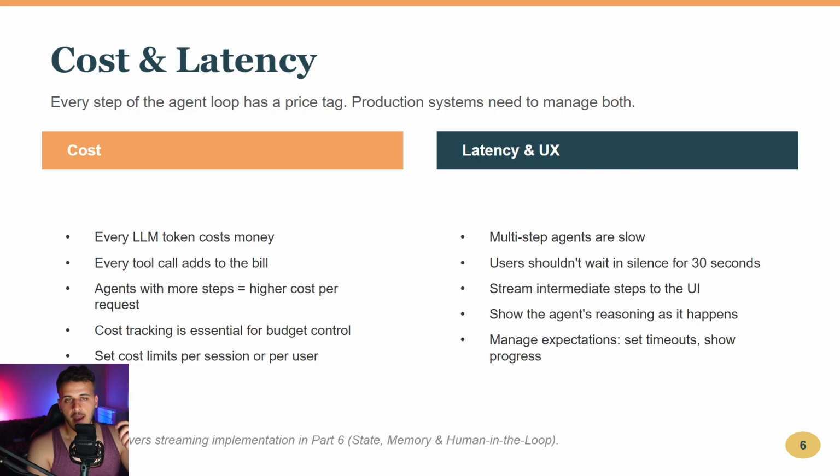Save yourself. A few words about cost and latency. Every time the agent does a loop, you pay money. Production systems, well, need to handle both cost and latency. Every LLM token you spend costs money. Every tool call costs money. The agent with more steps, more cost per request.